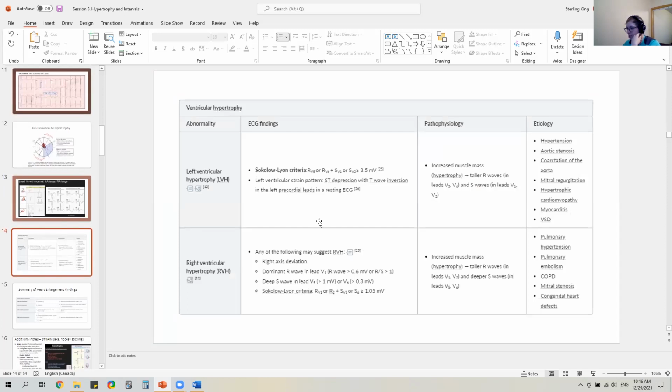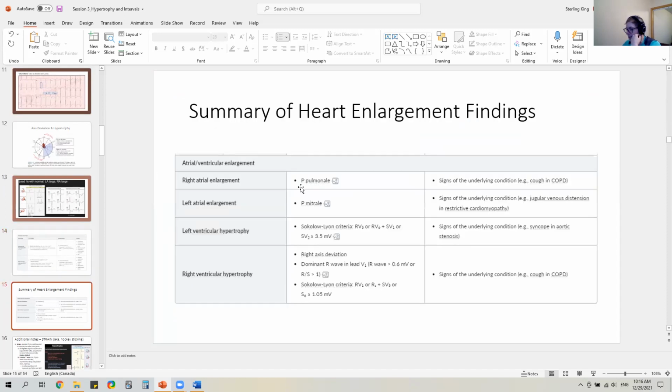All right, and then these are just some tables to describe that again, which you can look through on your own time. This would just be a summary of right atrial and left atrial enlargement, left ventricular hypertrophy, and right ventricular hypertrophy, and there's the various criteria, and then there's various causes for it too.